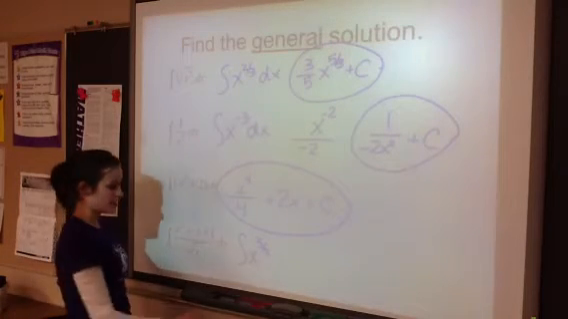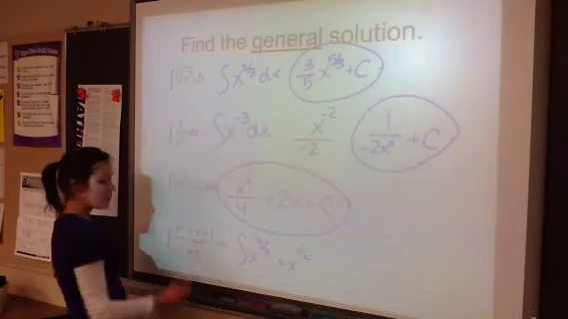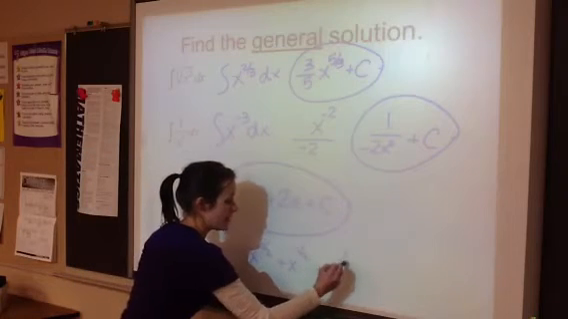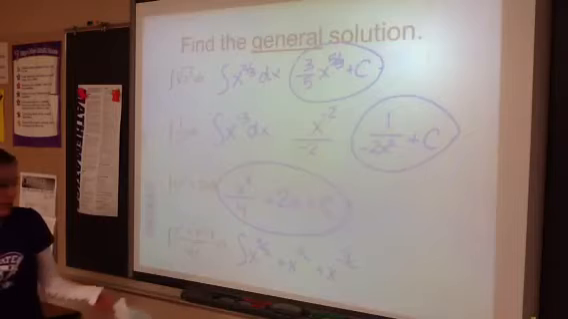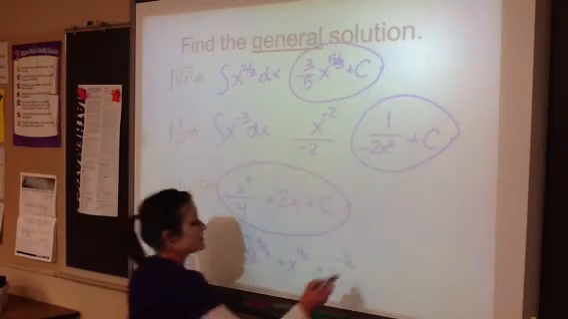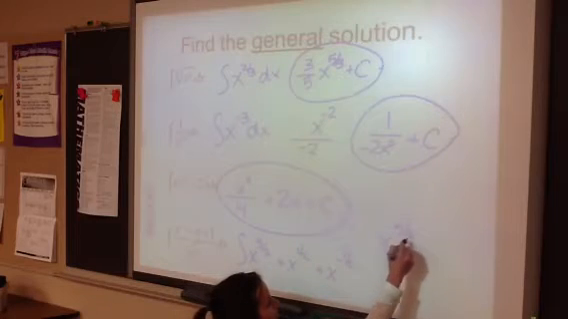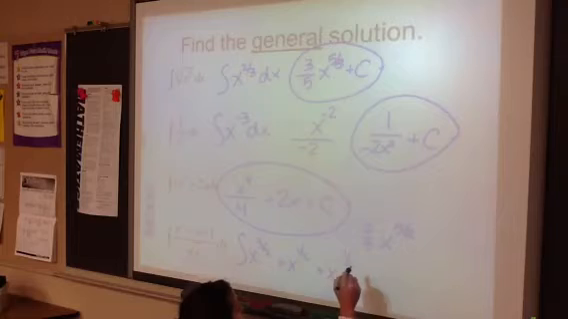X divided by x to the 1/2 is x to the 1/2. And 1 over x to the 1/2 is x to the -1/2. Add 1 to each of those exponents and divide by the new. So x to the 3/2 becomes x to the 5/2. And we are going to divide by our new exponent or multiply by the reciprocal. So you get 2/5 x to the 5/2.